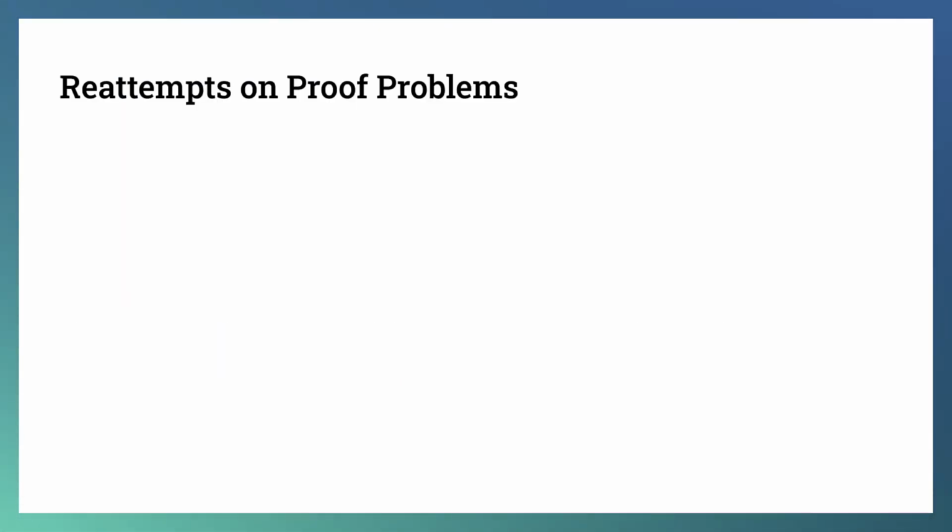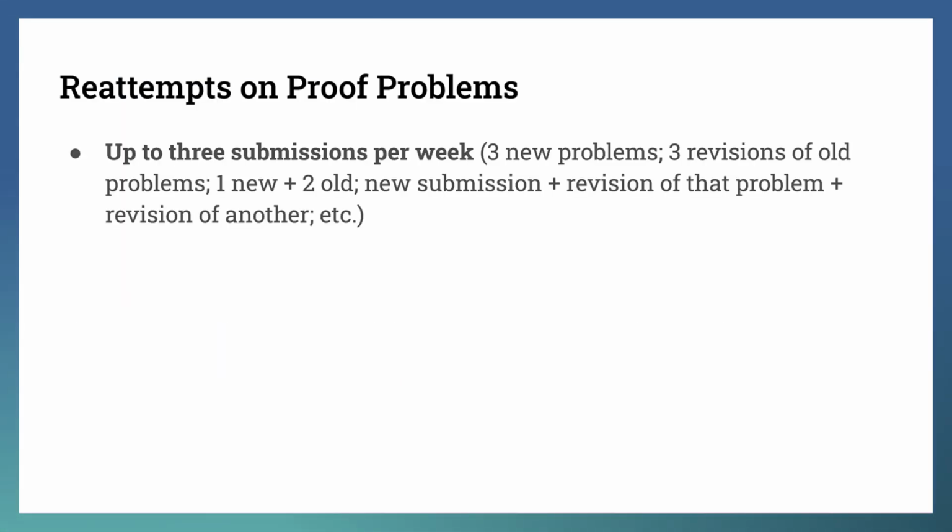Speaking of that, how do you reattempt a proof problem? Students could submit up to 3 things per week. 3 submissions per week can be made on Blackboard. This could be any combination of anything. It could be first drafts of 3 different problems. It could be 3 revisions of old problems. It could be a new problem plus 2 old problems.